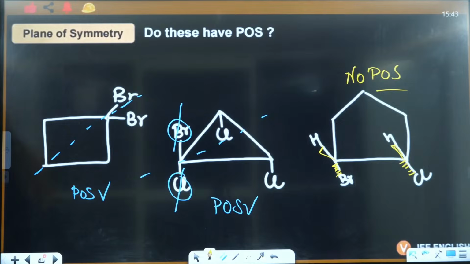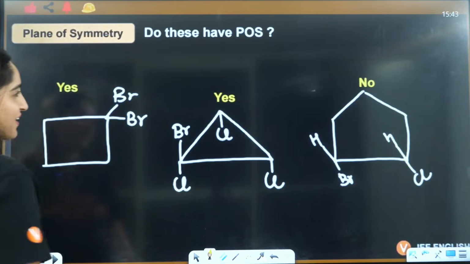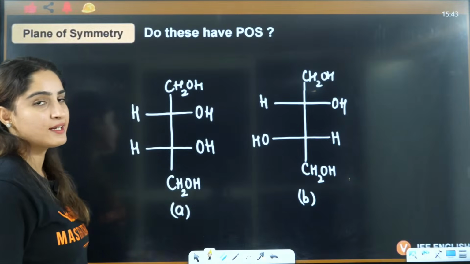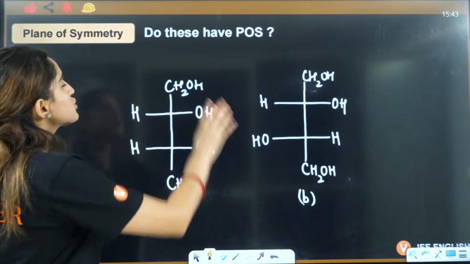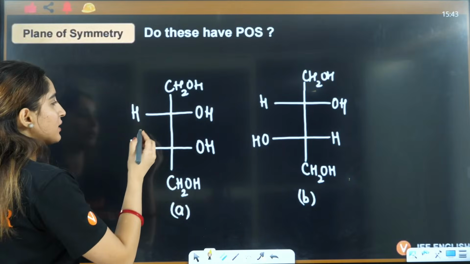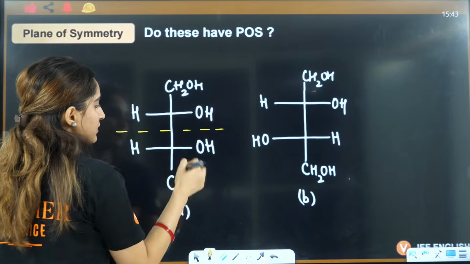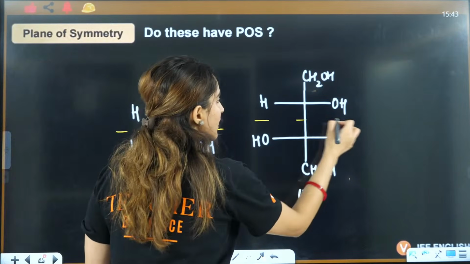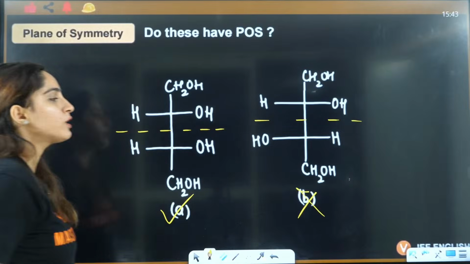Yes, you were right, Abhishek. I forgot about the planes there, the 3D diagram. So do these have POS? Now this is a simple one that you need to understand. POS is present here, with OH, OH, H and CH2, so POS is present. In this case, POS is not present here.